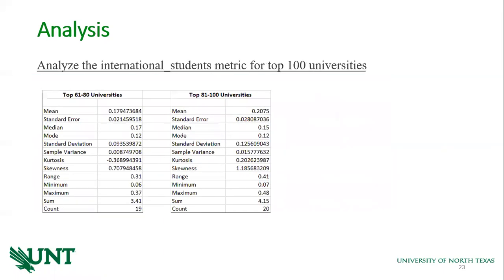Oh no, I think another block has the best variance. It has 0.008, which means the number of international students in the top 61 to 80 universities is almost the same. So if you don't get admission to the top 61 ranked university, you can still go for the 80th ranked university, because international students are almost the same. If you are very interested in the international students metric, you can look at this block.